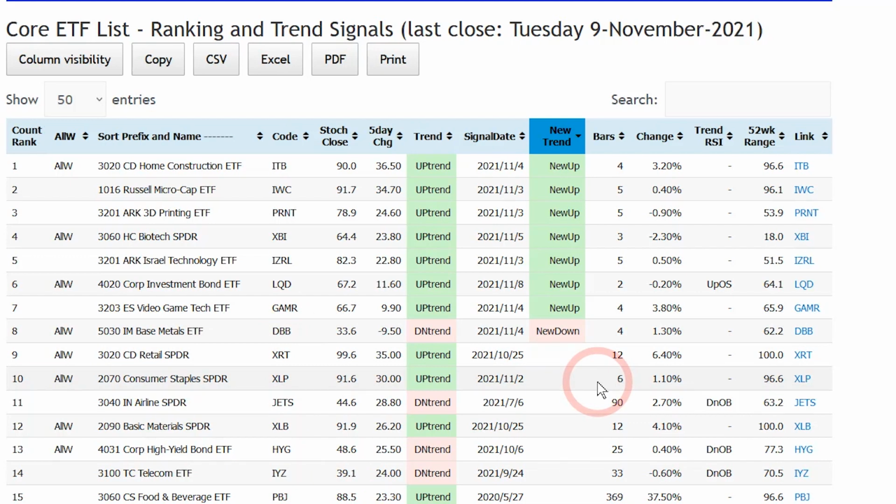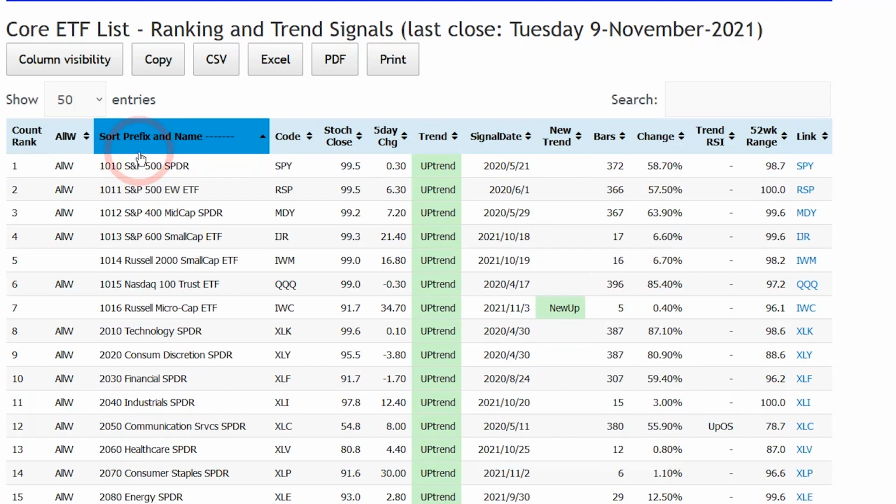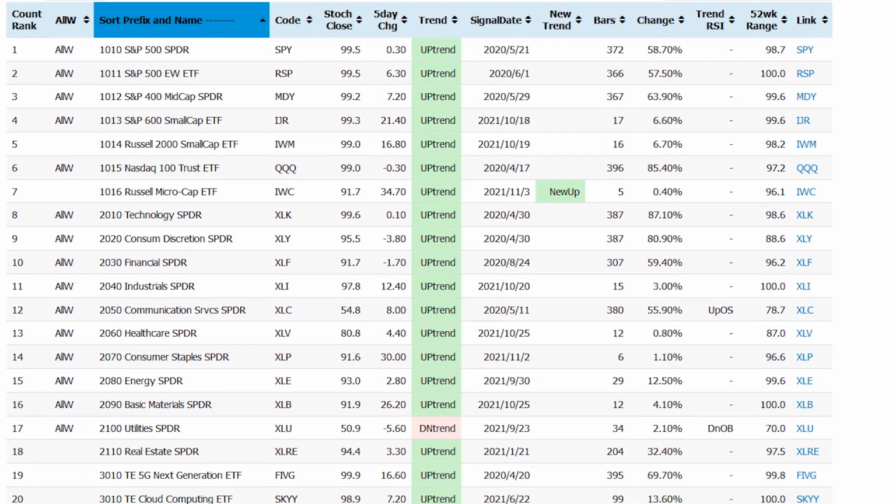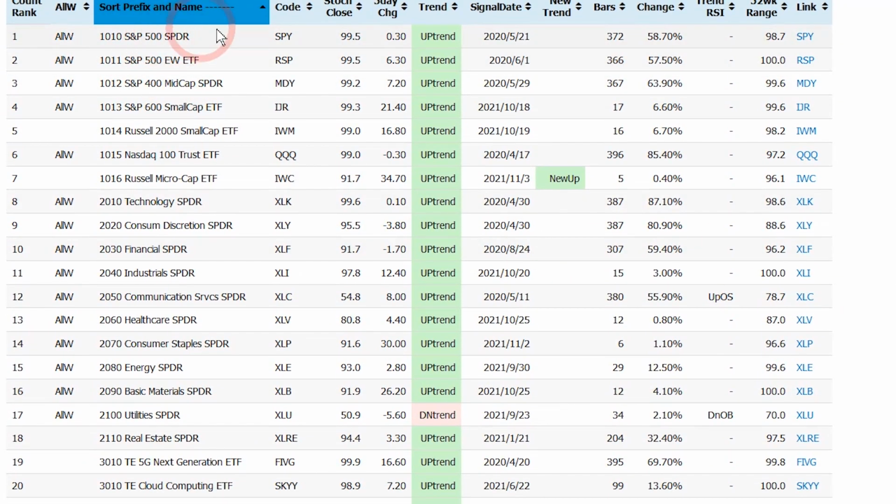Now this table, by the way, is only available to subscribers. If you click on this sort prefix column here, then you get a top-down view and you can see where the strong parts and weak parts are. We can see all the major index ETFs at the top here are in uptrends. And then if we look at the sectors, all of them except utilities are in uptrends. XLU is in a downtrend.